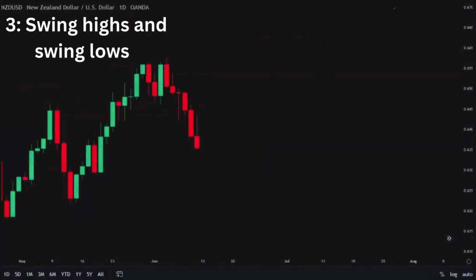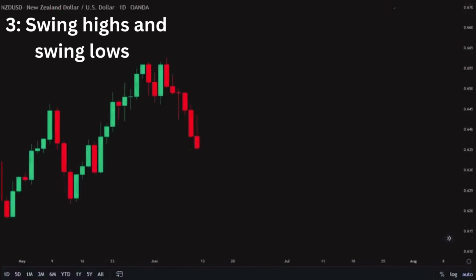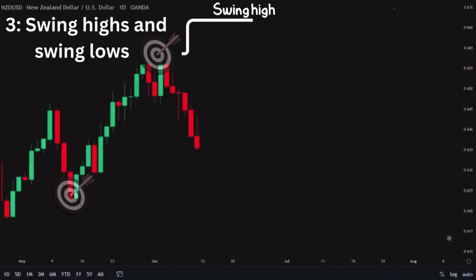Swing lows and highs are the points on the chart that might behave as inducements. Swing highs and swing lows are the highest and lowest points where price has recently hit, especially on higher time frames like daily. These points are more important and price has more tendency to respect them. For example, here on the NZD/USD daily time frame, we have this swing high as the highest point that price has recently hit, and we spot this point as the swing low.